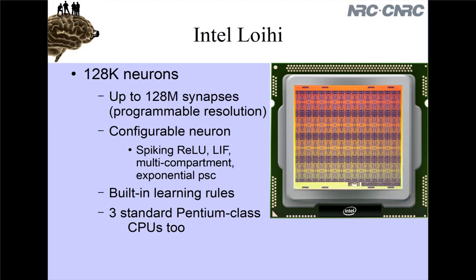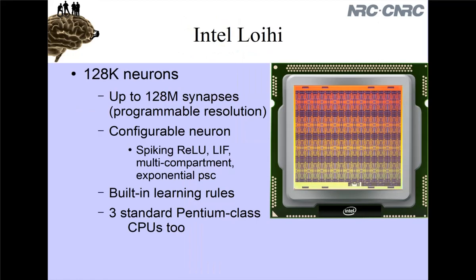So this is the chip over here. This is zoomed in, so the actual chip itself is going to be a couple centimeters across, something like that. These are all the different groups of neurons across here. And then they also included on the chip, because it's Intel, 3 Pentium class CPUs as well. So you've also got some standard programming capability in the chip. That makes this a very flexible thing.